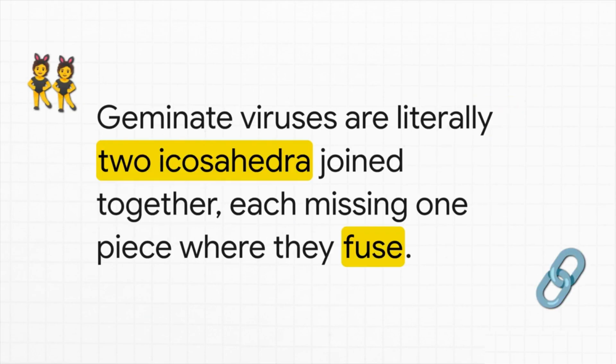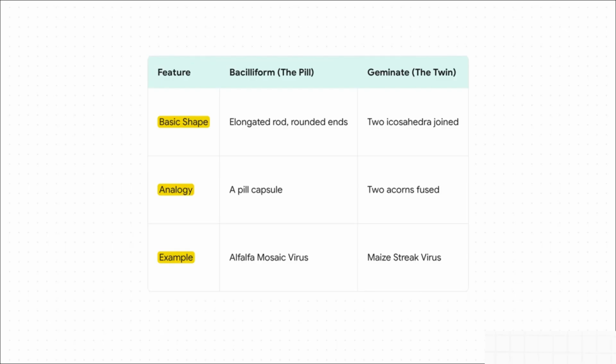Then you have the geminate, or twin viruses, and this is a truly unique design. They are literally two icosahedral particles fused together, and they look a little bit like two acorns joined at the base. This structure is built from two incomplete spheres, and each one is missing a piece right where they join up. So let's put them side by side. You've got the bacilliform, or pill, which creates a longer container, probably to hold more genetic material. And then you have the geminate, or twins, which creates this unique two-part particle. It's just fascinating to see two completely different solutions that evolved to solve different problems.